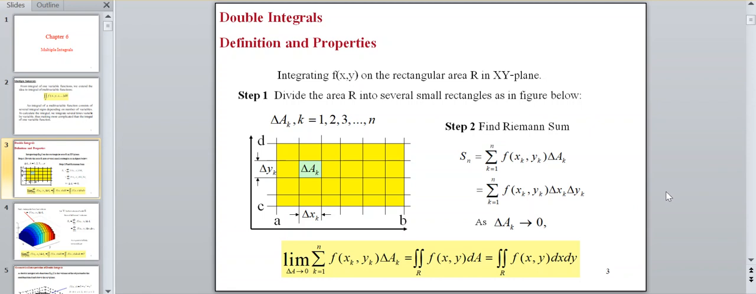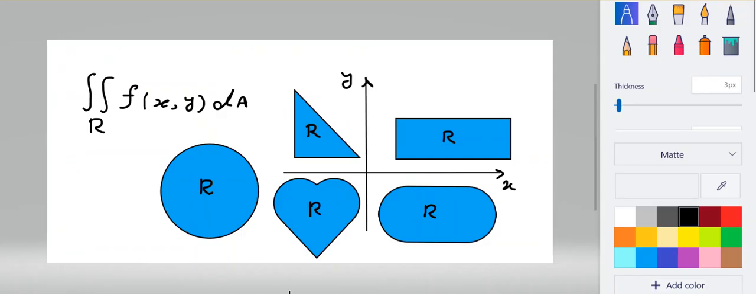Suppose that this function f of x y is defined and continuous on a region in two-dimensional space, the x y plane. This region, the domain of the function, could be of any shape, rectangular, non-rectangular, it doesn't matter. Let me show you this picture. When we say the function f on R is defined and continuous, this region R could be triangular, rectangular, heart shaped, a circle, of any shape.